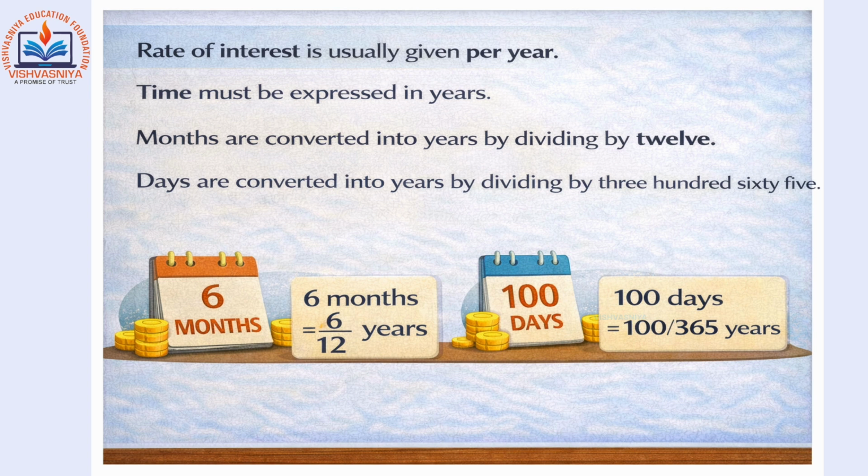Rate of interest is usually given per year. Time must be expressed in years. Months are converted into years by dividing by 12. Days are converted into years by dividing by 365.